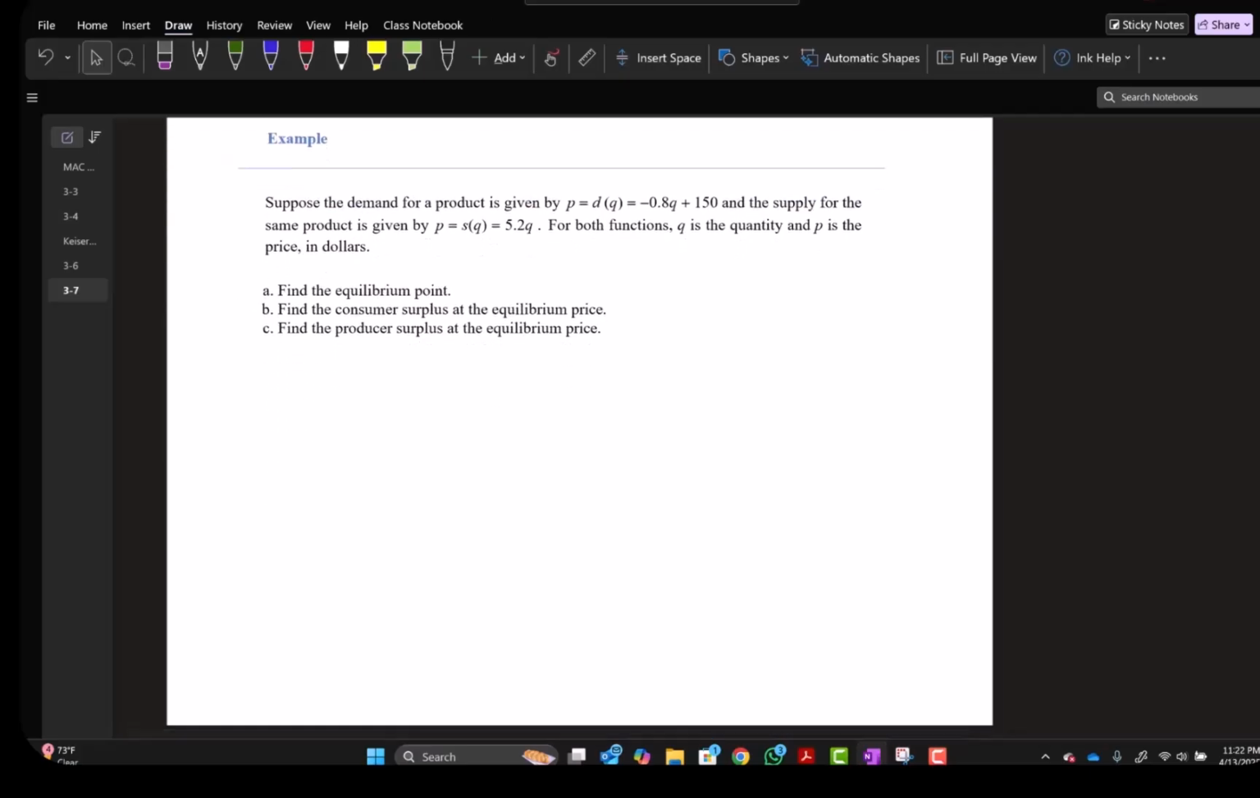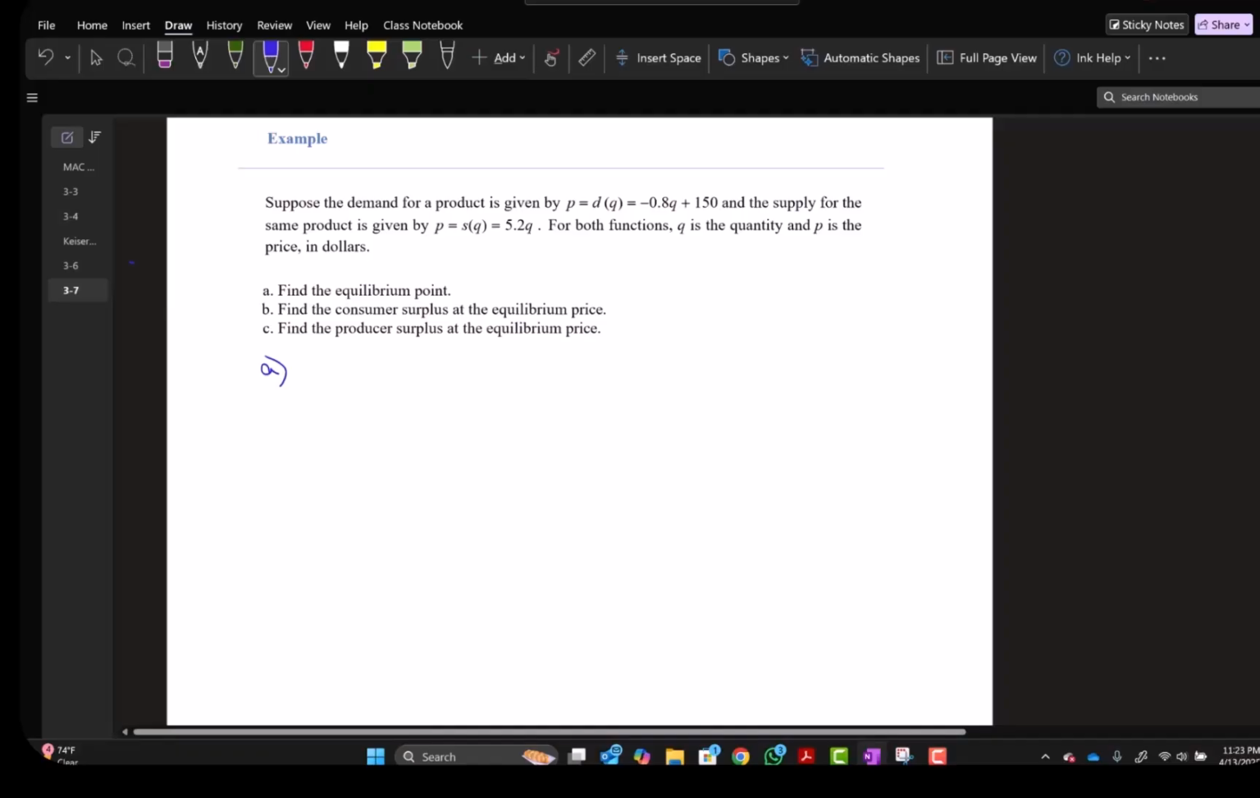Suppose the demand for a product is given by P equals D of Q, which is equal to negative 0.8 Q plus 150, and the supply for the same product is given by the price equals S of Q, which is 5.2 times Q. For both functions, Q is the quantity and P is the price in dollars. For A, I need to find my equilibrium point. Remember on the graph, the equilibrium point is the point where they meet. Where they meet, they're equal.